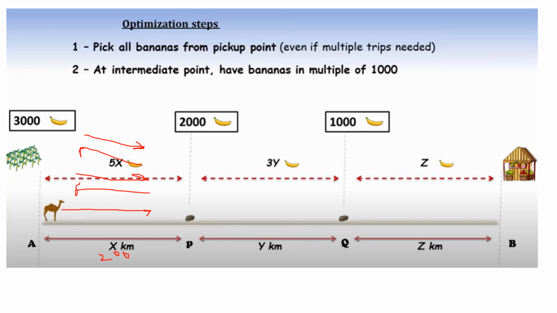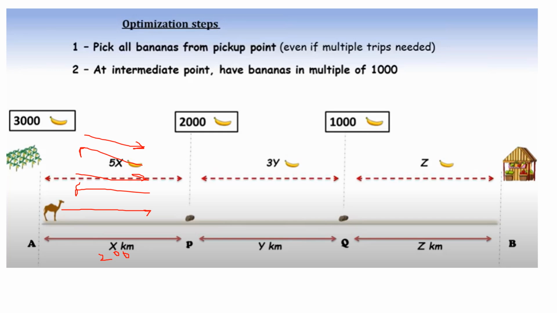Totally 3000 bananas. It traveled 5x times and it's keeping 2000 bananas at P point. So 3000 minus 5x is equal to 2000 because it traveled 5x times. So it ate 5x bananas. With this calculation, we will proceed from P to Q.